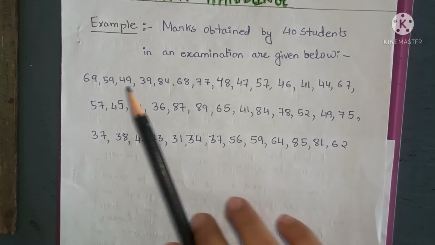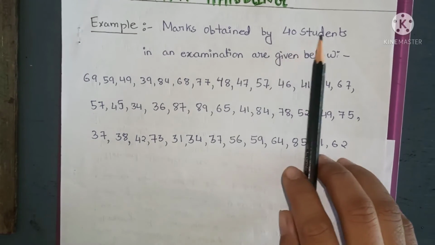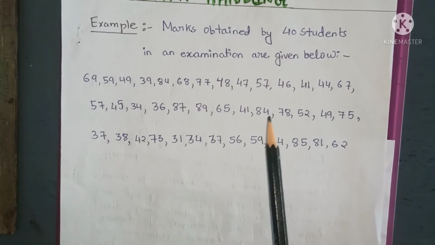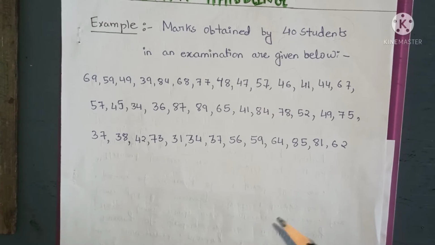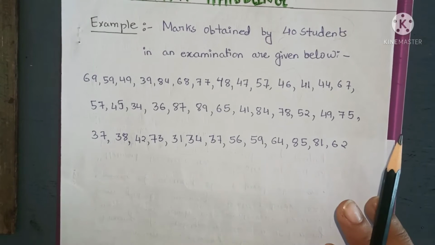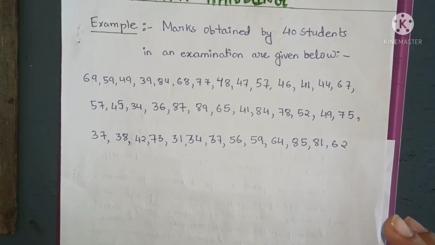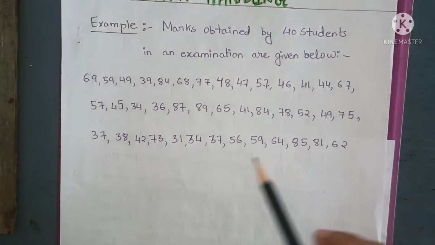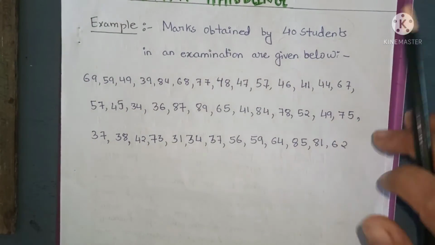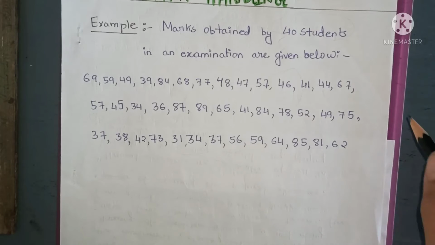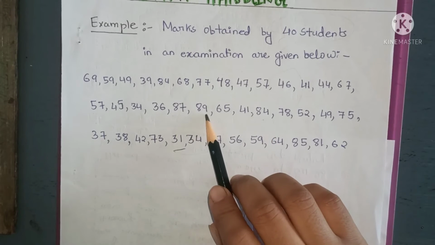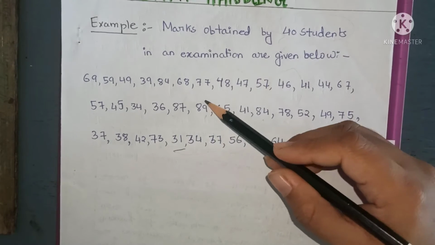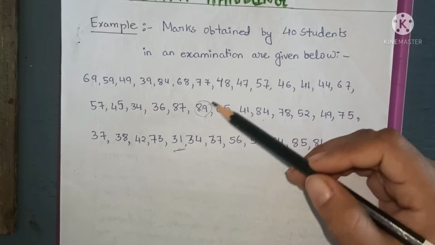So now let us take one example. Marks obtained by 40 students in an examination are given below. Now we have to form a grouped frequency distribution table. Why grouped frequency distribution table? Because we can see that the raw data is very large. So many numbers are there, right? And the smallest number here is 31. And the largest number is 84, 87, 89. Then which is the largest here? So 89 is the largest, I think. So the difference between 89 and 31 is also large.